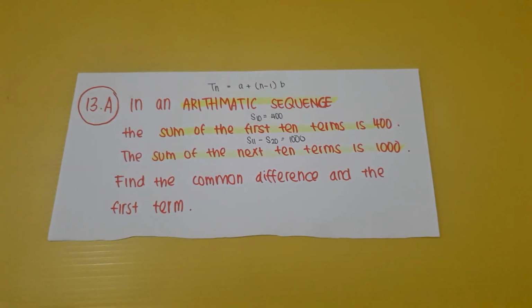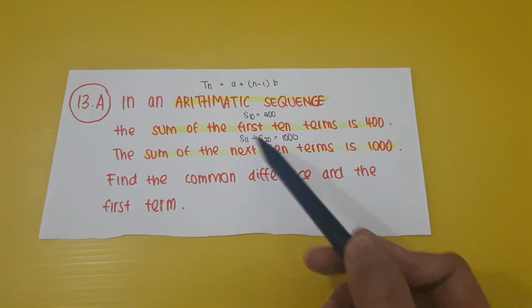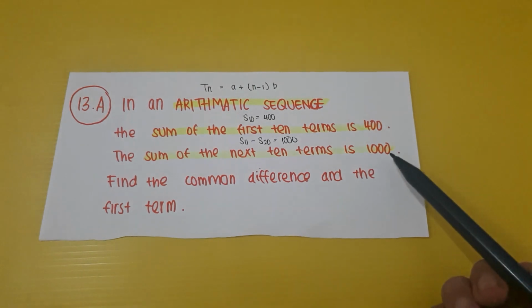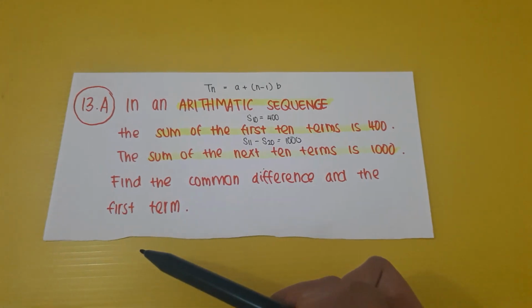So here is the first question. In an arithmetic sequence, the sum of the first 10 terms is equal to 400 and the sum of the next 10 terms is equal to 1000. Find the common difference and the first term.